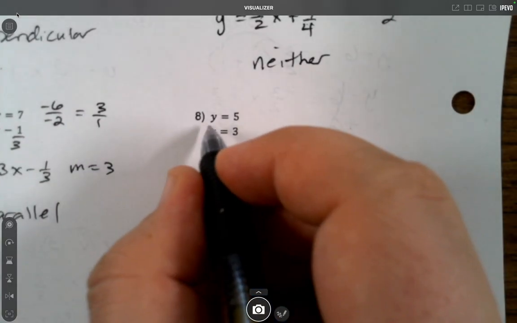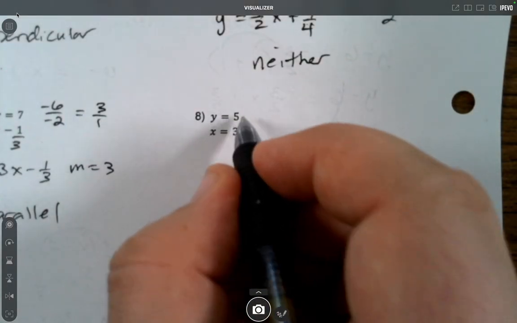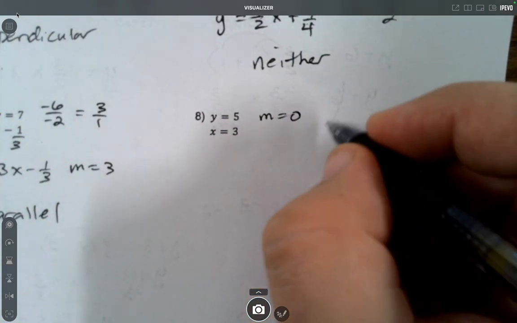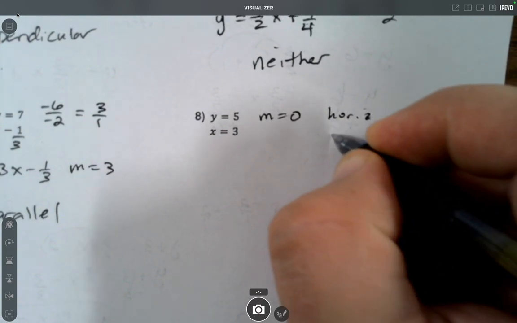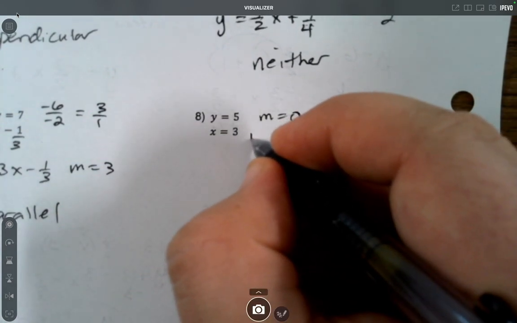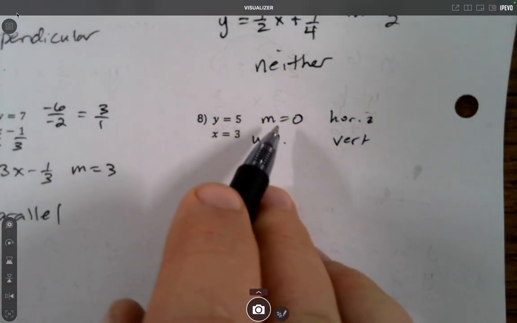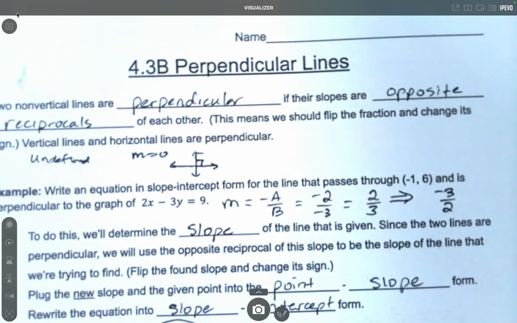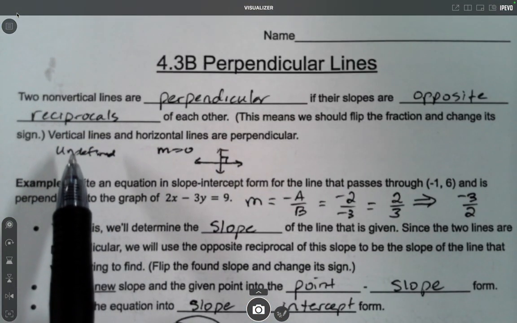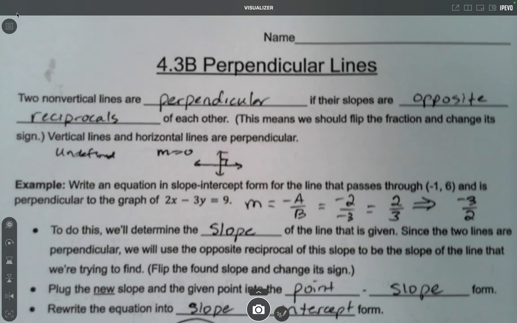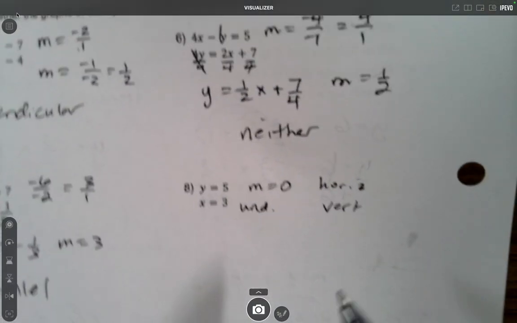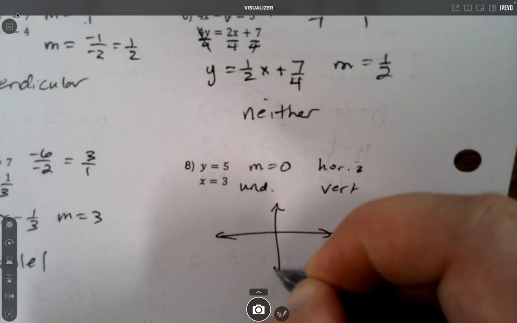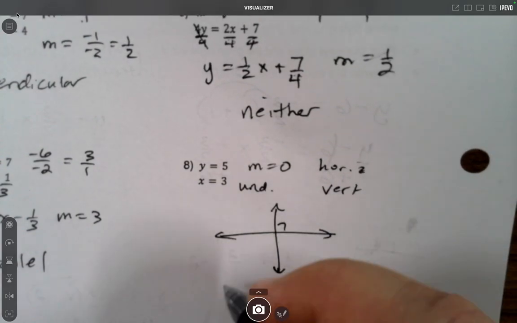Okay, this is a horizontal line. Y equals 5, y equals any number. That's a horizontal line, slope of 0. X equals a number is a vertical line. That slope is undefined. Okay, so we can't compare them the way we normally do because it's 0 and undefined. But that's where you've got to remember the fact we learned up here. Vertical lines and horizontal lines are always perpendicular to each other. So since we have a horizontal line and a vertical line, it means it looks like this and this. So they are perpendicular to each other.